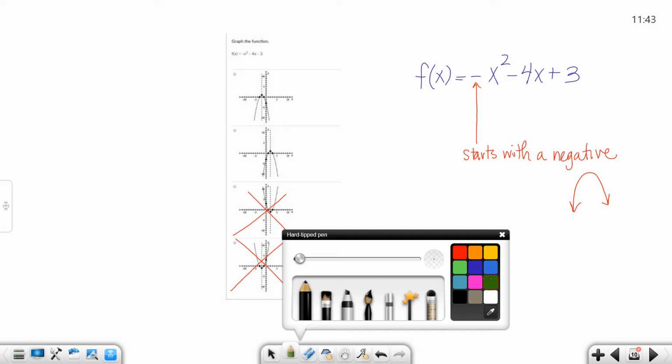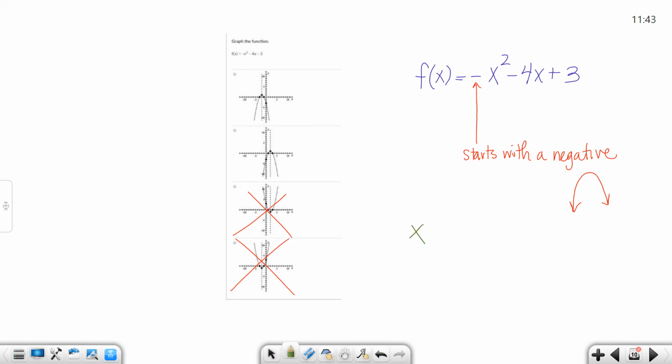Okay, now it's time to deal with our vertex. Our vertex is x equals negative b over 2a, and you will need to know that on your exam. b is negative 4, so you say the negative of negative 4 over 2 times a, and a is negative 1. So that would be 4 over negative 2, which would give me a negative 2 value. So this vertex would be at negative 2 and some y value.